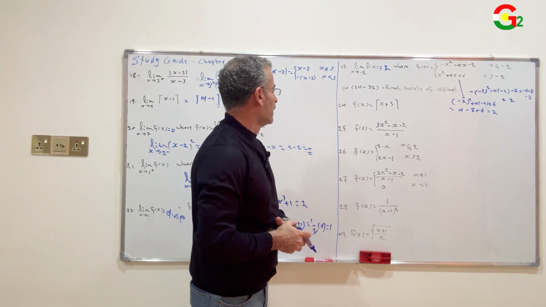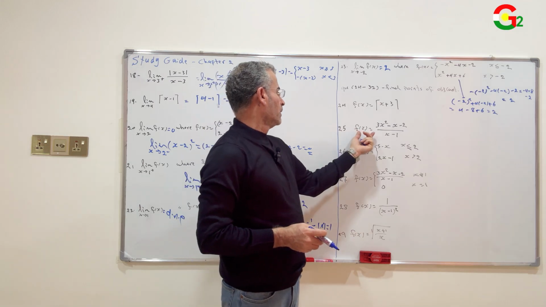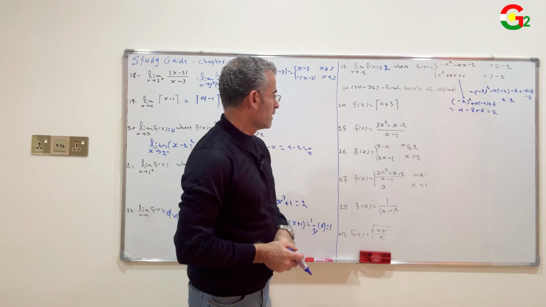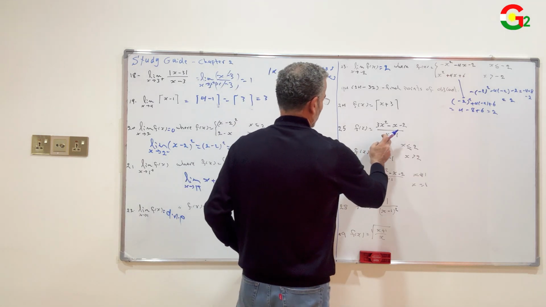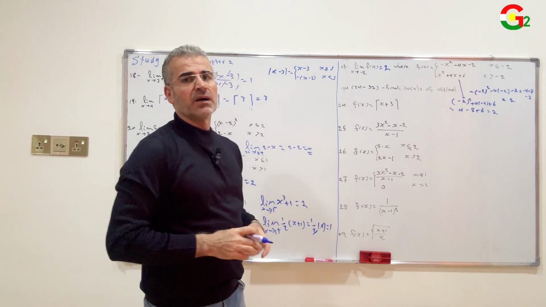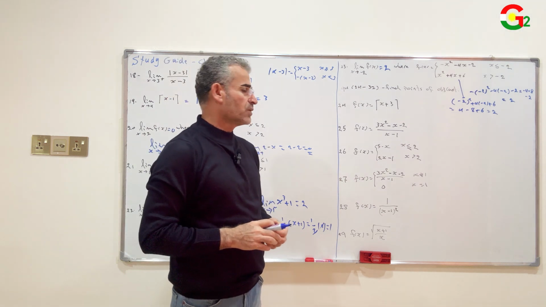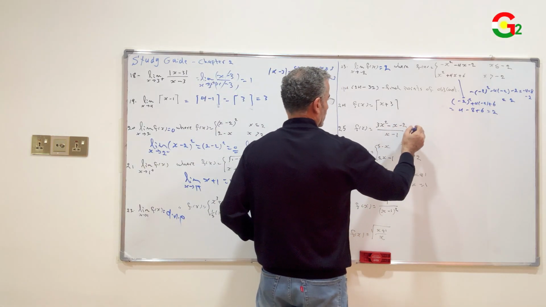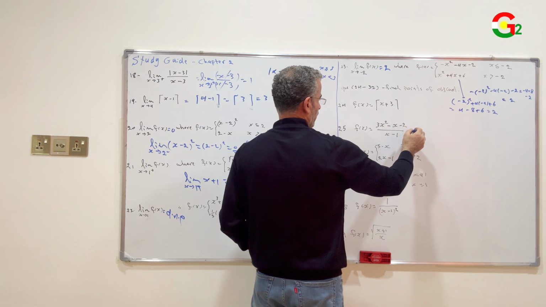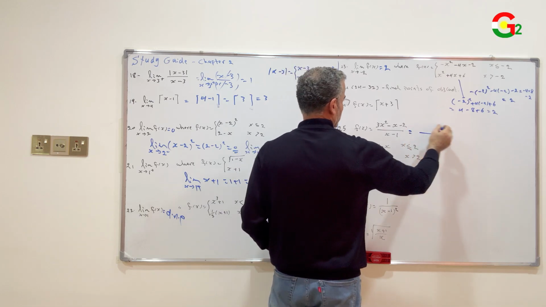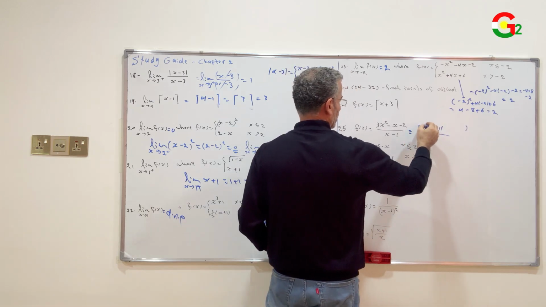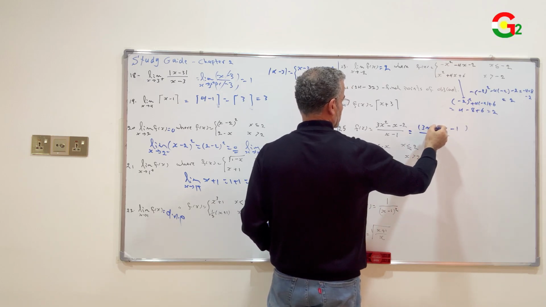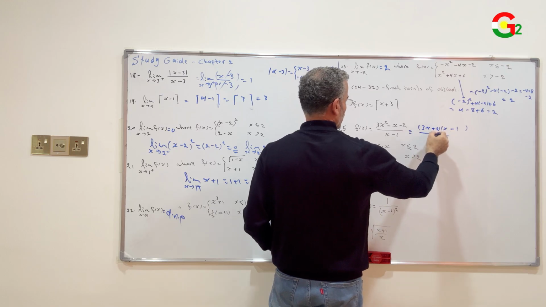Question number 25. F of x equals 3x power 2 minus x minus 2 over x minus 1. This function has a point of discontinuity at x equal 1, since 1 is not in the domain of this function. Let us see if the discontinuity is removable. We simplify the numerator, difference of squares: x minus 1, x plus 2 over x minus 1.